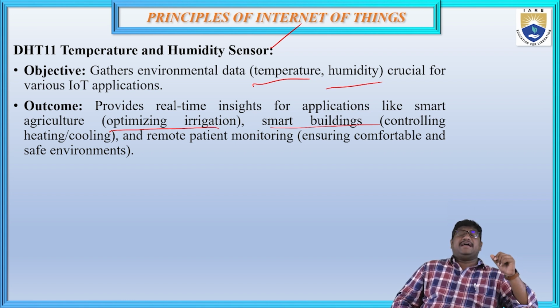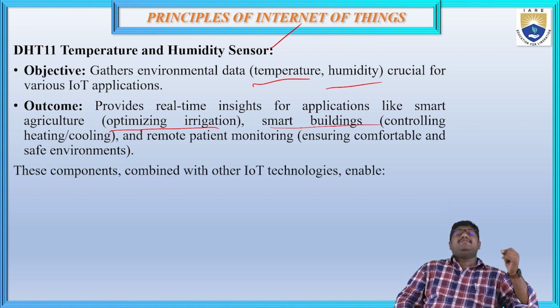And coming to the next factor, which is remote patient monitoring. Nowadays, we are seeing that most of the family members are working. Only grandparents are living in their respective homes. By using these particular devices, remote patient monitoring, ensuring comfort as well as ensuring safe environments, the IoT system has been designed with the help of these temperature and humidity sensors.